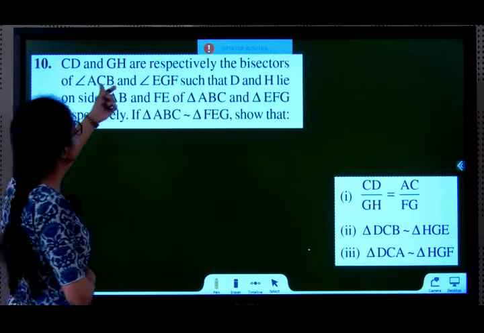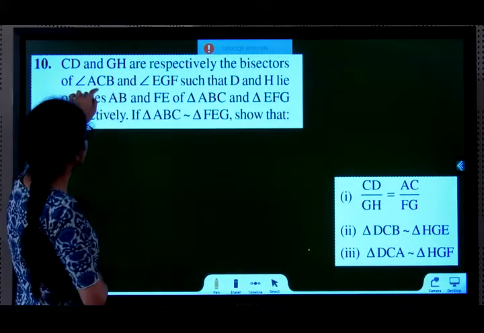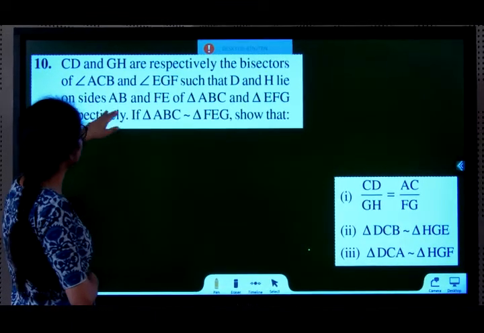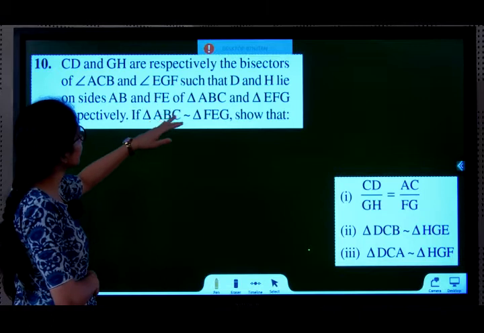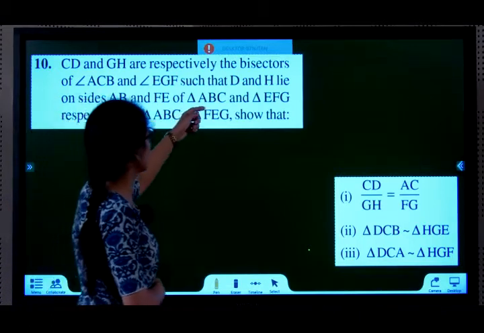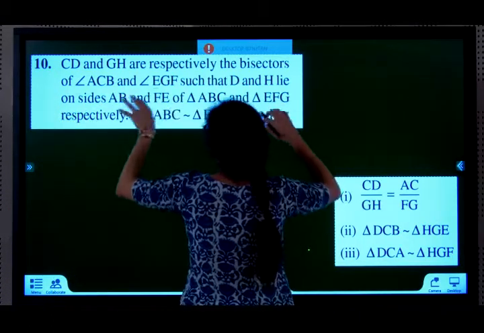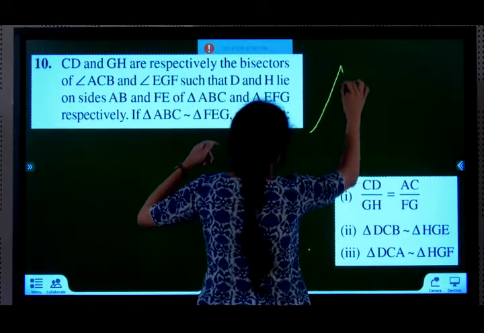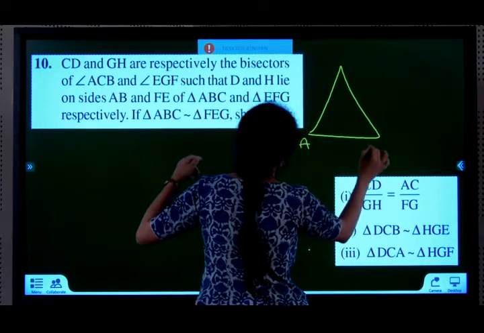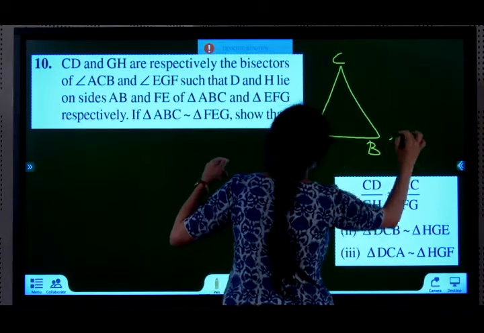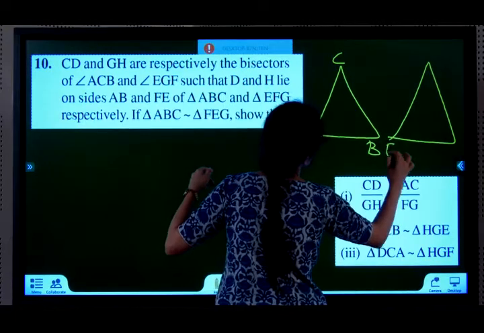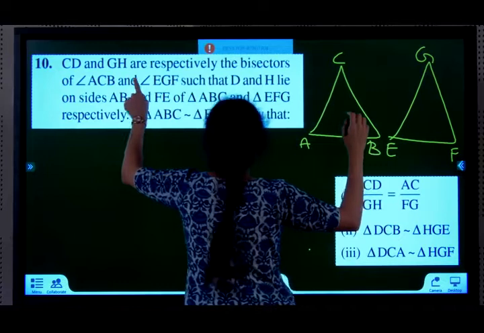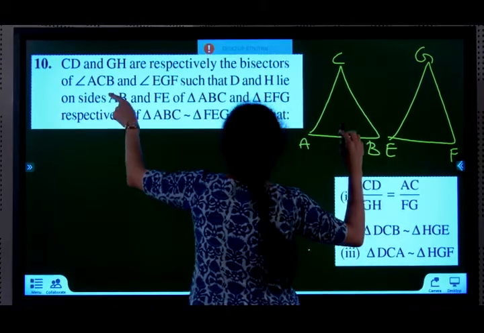CD and GH are respectively the angle bisectors of angle ACB and angle EGF such that D and H lie on sides AB and FE of triangle ABC and EFG respectively. So I read the whole sentence because I don't know where the triangle is, right? The triangle is given here as ABC and EFG. So I am taking this as ABC and EFG. CD and GH are angle bisectors.